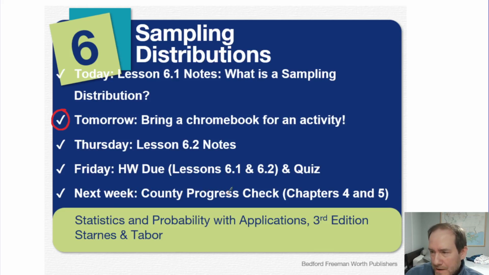But that's coming too. But without further ado, let me just get into lesson 6.1 on sampling distributions. Off we go.